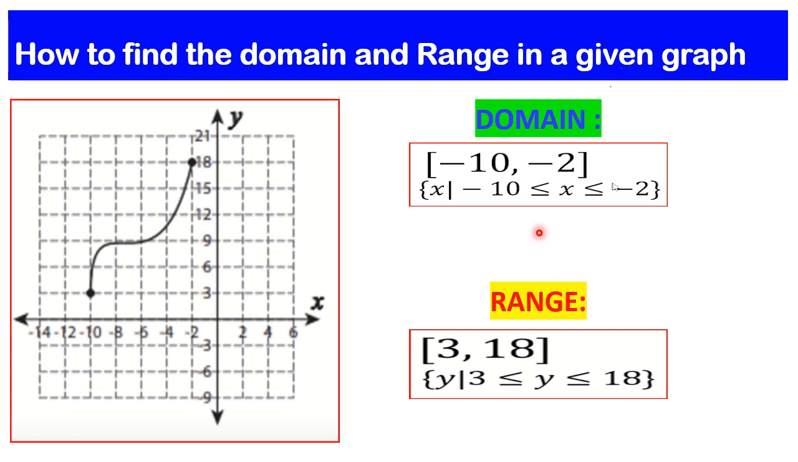Yan po. Ano naman yung range? E di yun yung mga naging values ng y naman. E di positive 3. Ayan po yung value ng y. Kasama dahil nga po sarado. 3 and 18. Kasama po yung 18. Yes. So, ito po yung ating pinag-uusapan sa graph.